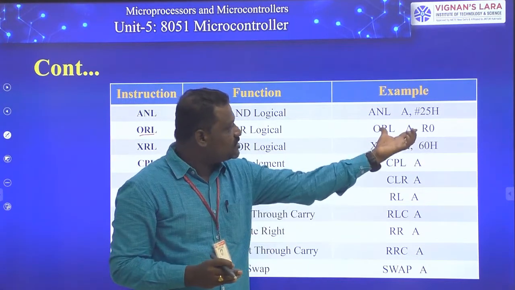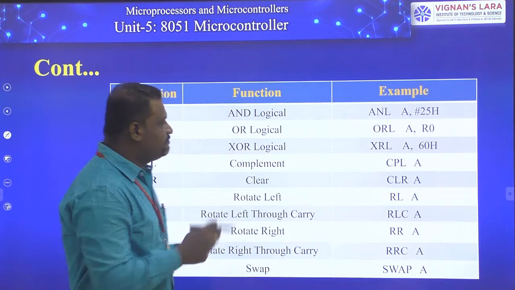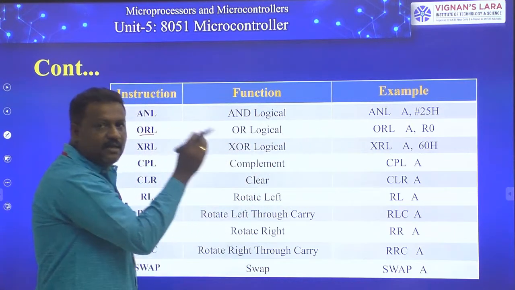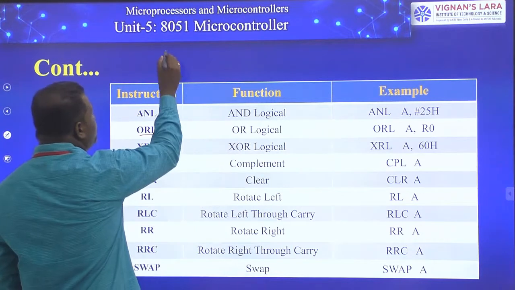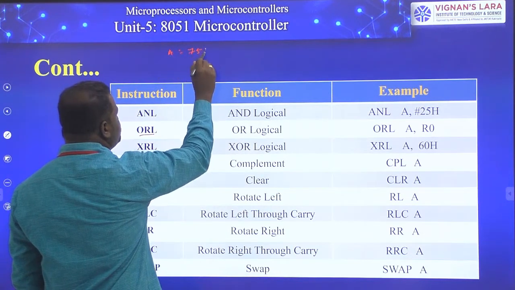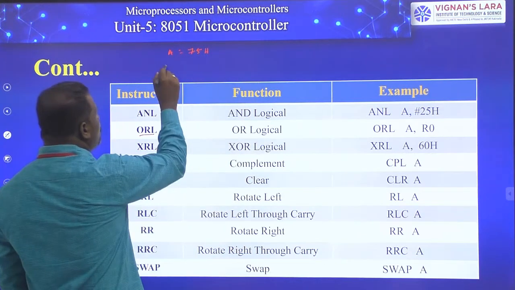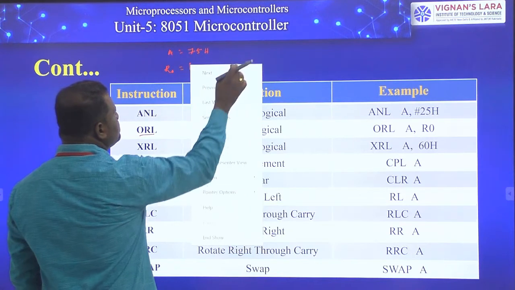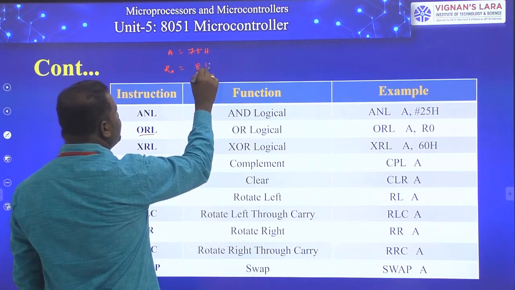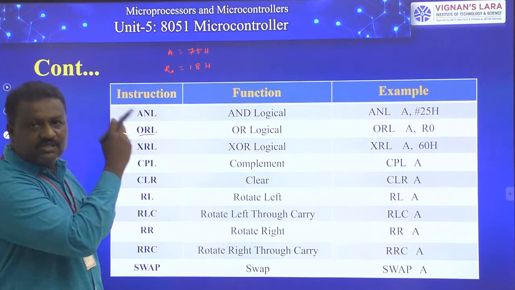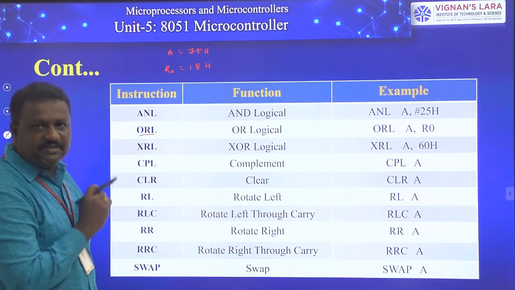Again, for better understanding, I took an example here. Before execution of the instruction ORL A comma R0, my A value is 75H and register R0 value is 18H. So A value is 75H and R0 value is 18H.